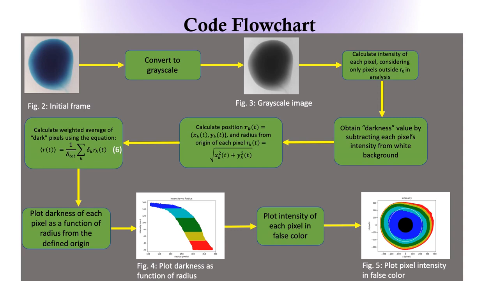This chart shows the logical flow within the Python code written to process the extracted frames from a given video. Because of the absorption of light, the darkness of a pixel is proportional to the number of particles between the camera and the dish in the area represented by that pixel.